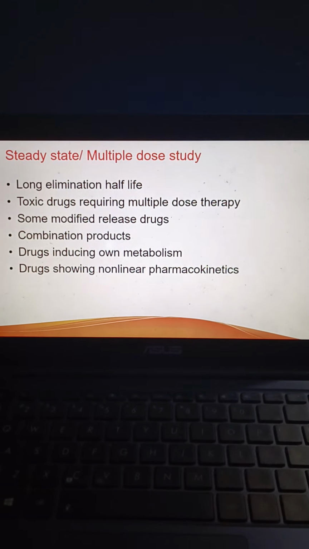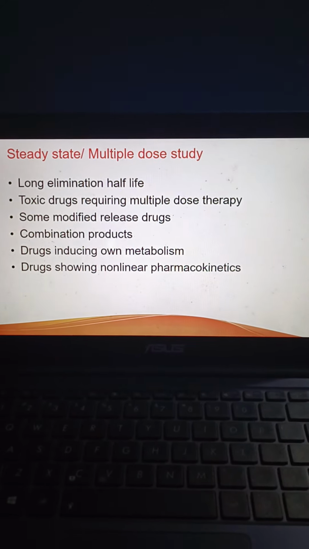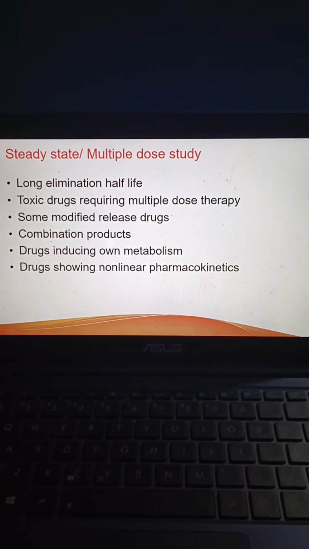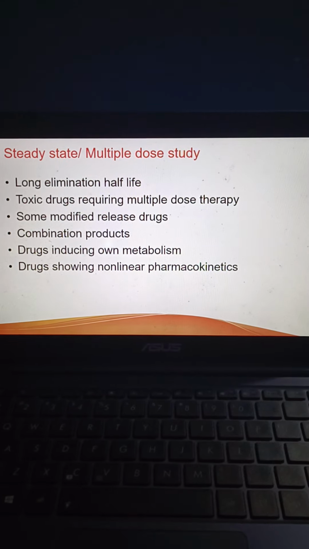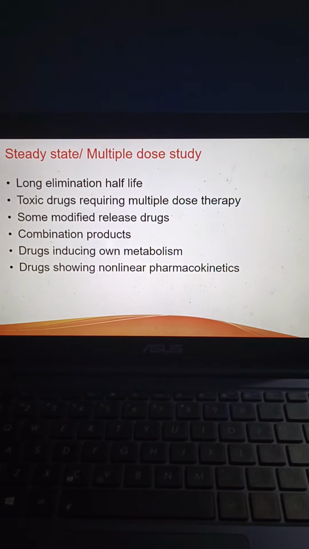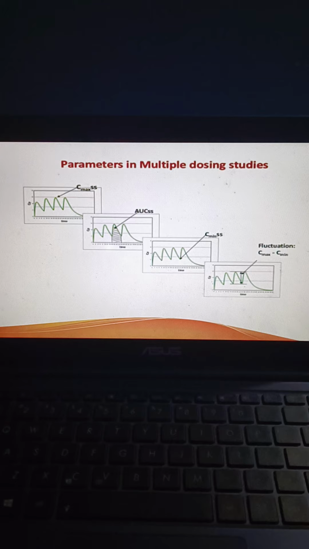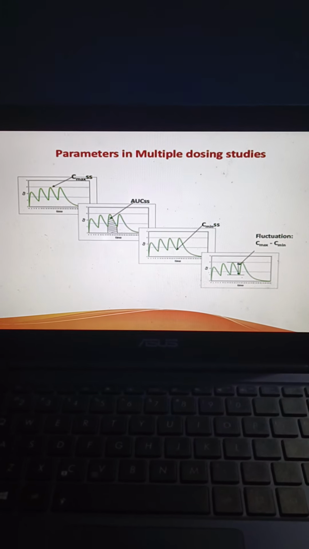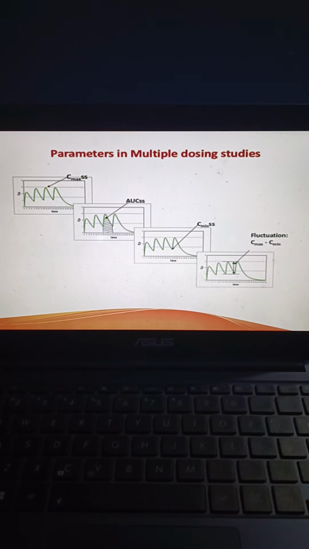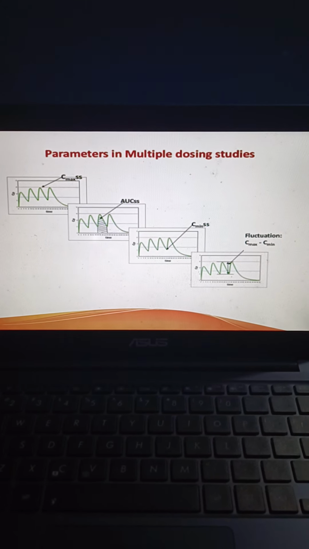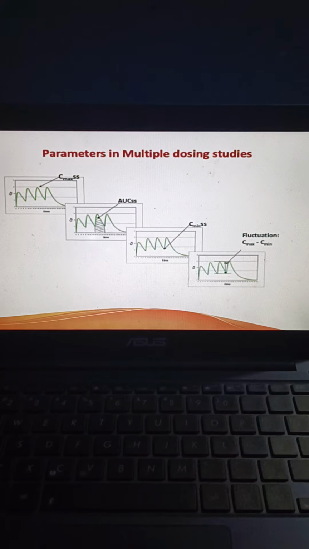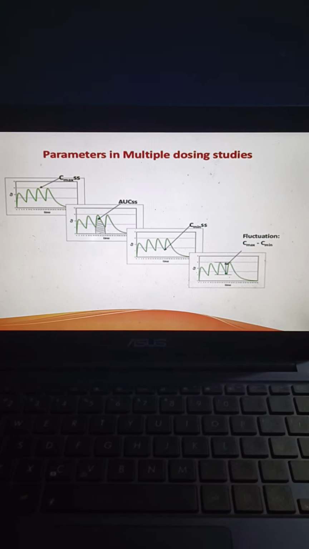Steady state only multiple dose study: long elimination half-life, toxic drugs requiring multiple dose therapy, some modified release drugs, combination products, drugs inducing own metabolism, drugs showing non-linear pharmacokinetics. Then parameters in multiple dosing studies: Cmax SS, AUC SS, C mean SS, fluctuation (Cmax minus C mean).